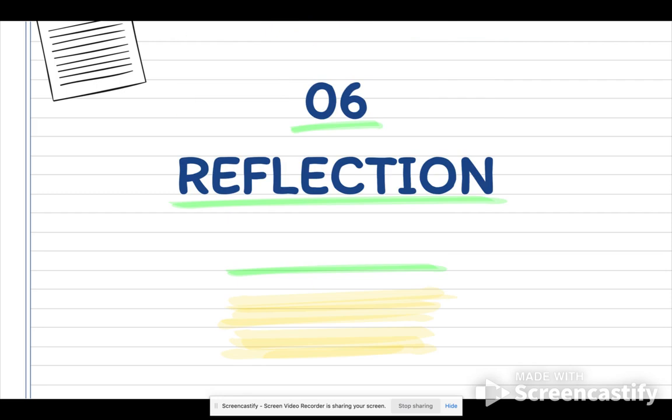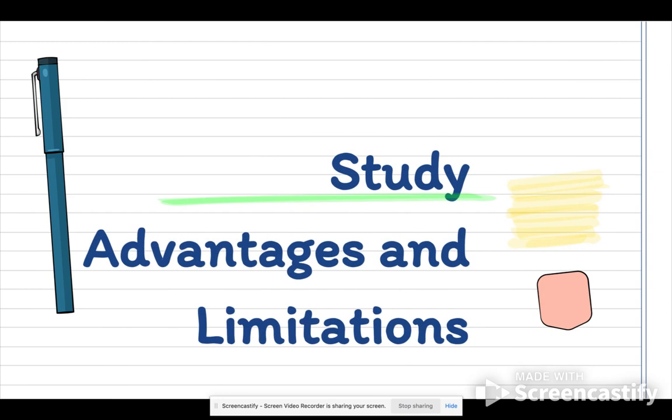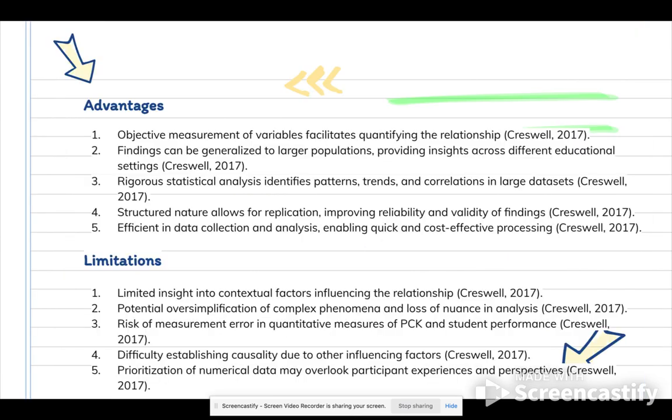And last but not least, we have our reflection piece. Now, of course, I discussed a little bit earlier the advantages of using correlational studies, but I want to talk a little bit about the limitations. Of course, the advantages are, you are objectively measuring something using numerical data, so it could be free from researchers' bias. Findings could also be generalized to larger populations because the data collection and analysis is very quick, and it's effective, and it's very efficient.